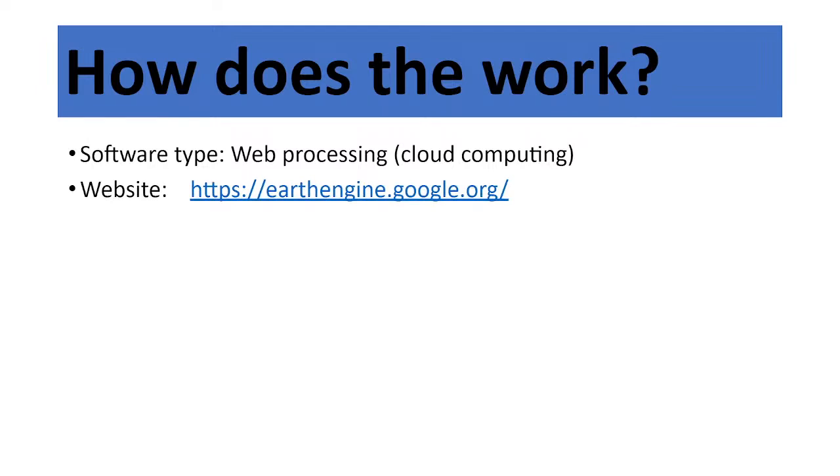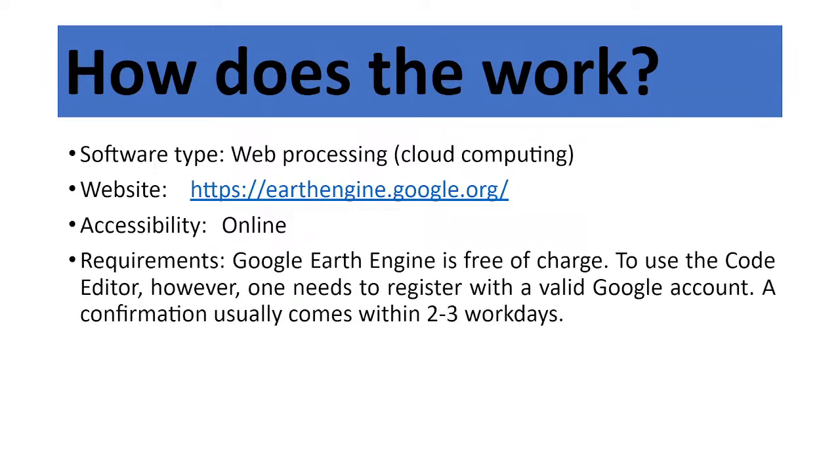And the main website is earthengine.google.org. And accessibility is online. So when you want to work with the Google Earth Engine platform, you must be connected online. And the requirement is that you just need to register with your valid Google account. I hope all of you have already completed this registration and also got the code editor. So this is the requirement, just registration. And I already sent you a video about how we can easily register and get the code editor. And the computer system is online. When you want to work with the Google Earth Engine platform, you must be online.